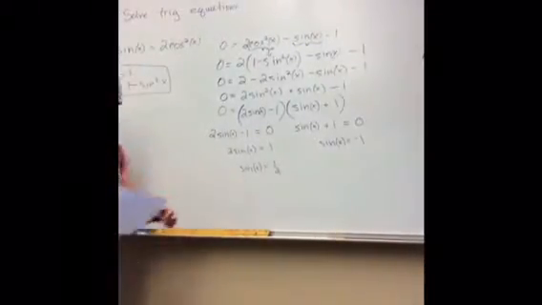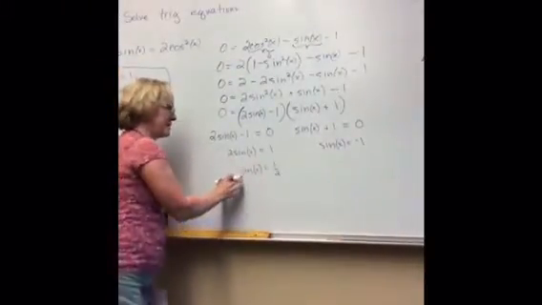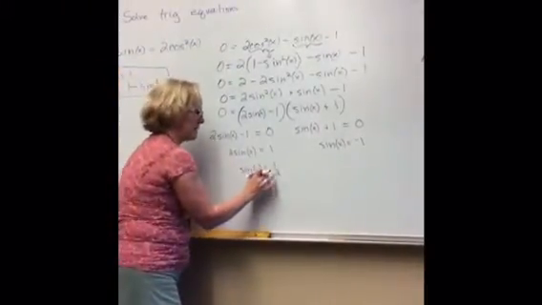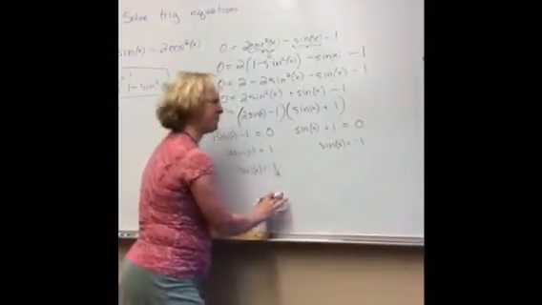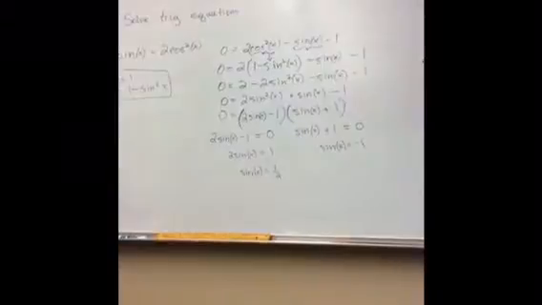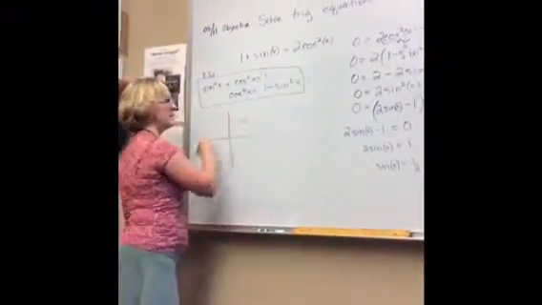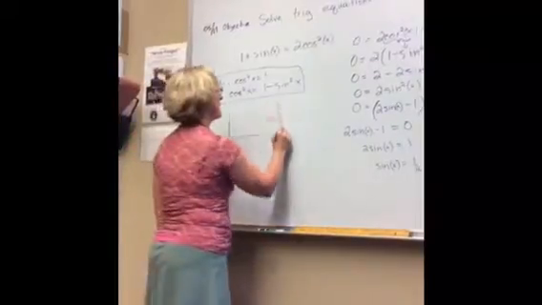Okay, so now we say we're going to find all of the values where the sine of some angle is equal to a half. So this is where we get to use our unit circle. We get to use our sine curve.